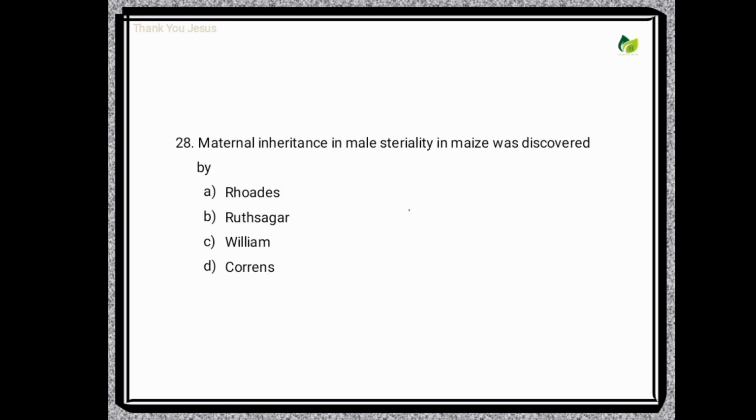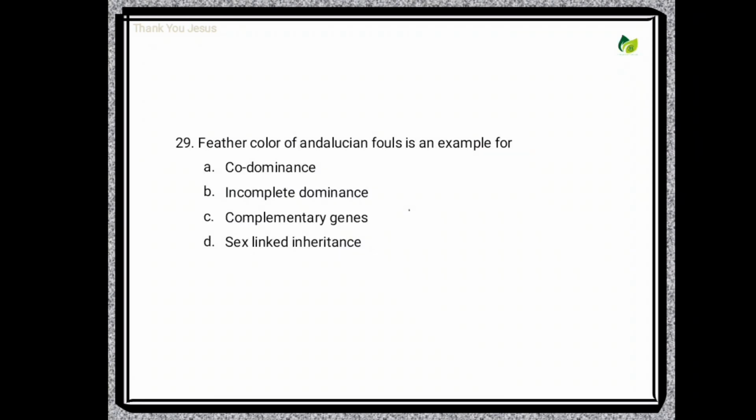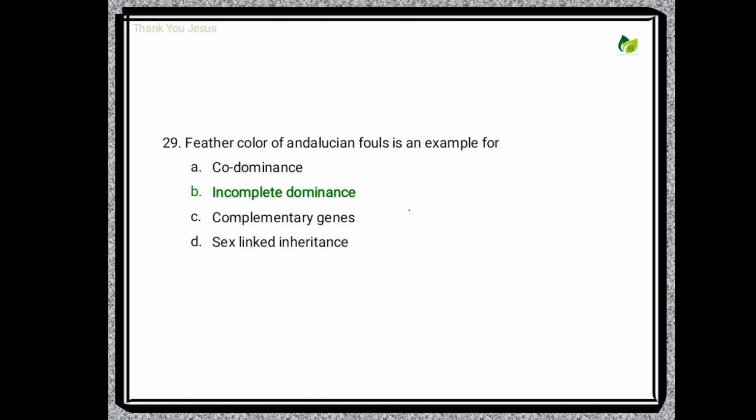Maternal inheritance in male sterility in maize was discovered by: Rhodes, Ruth Sagar, William, Correns. The correct answer is Rhodes. Let's see the next question. Feather color of Andalusian fowls is an example for: codominance, incomplete dominance, complementary genes, sex linked inheritance. The correct answer is incomplete dominance.